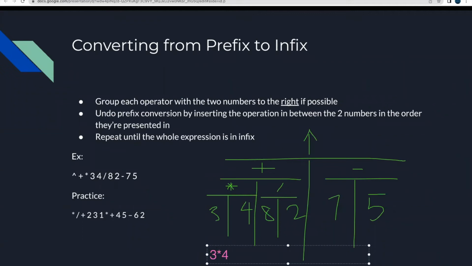3 times 4 plus 8 divided by 2. And then I'm going to put parentheses here since we're going to have a power of sign. And then 7 minus 5. Oh. So that's the same thing we got earlier too.